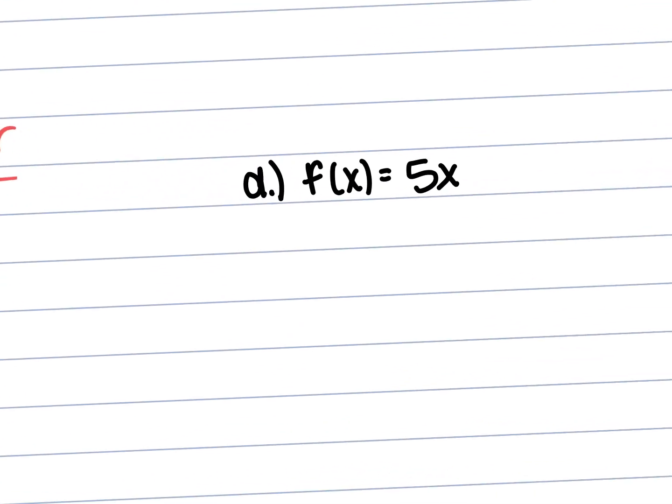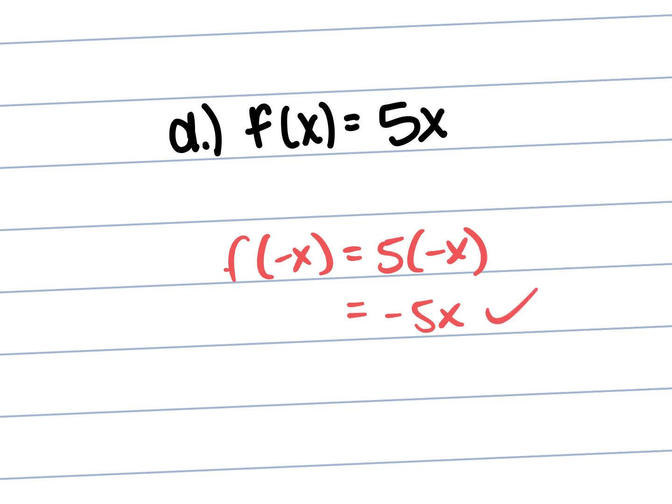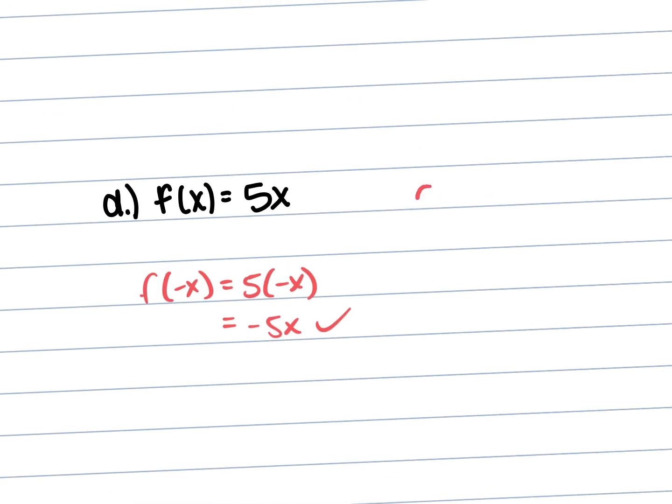Let's do D. Odd. Why? Because it's negative x. f of negative x equals 5 times negative x, and it just is negative 5x. So it's negative 5x. Very good. This one is odd.